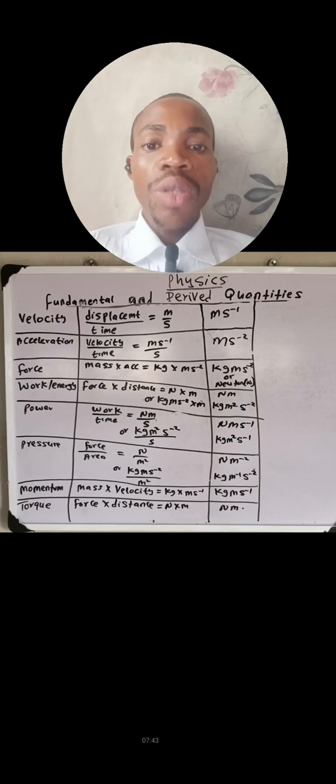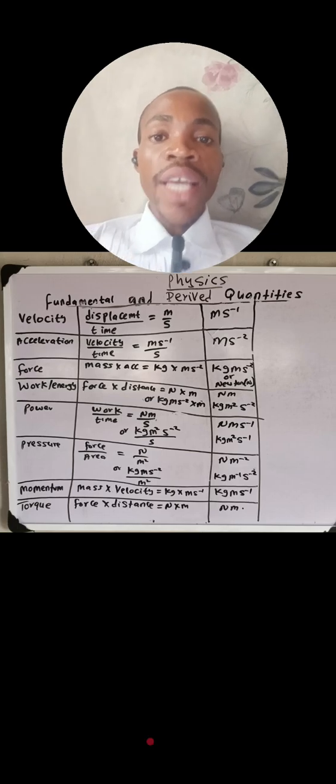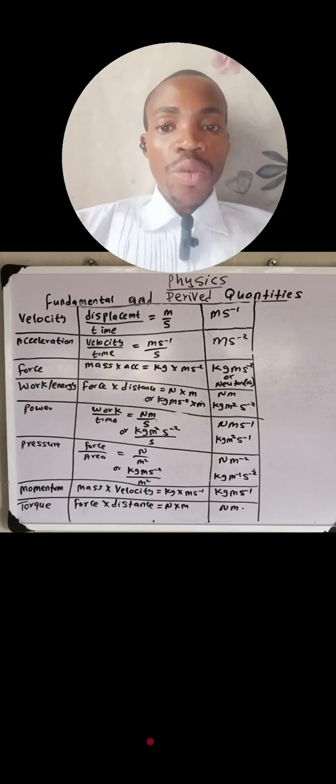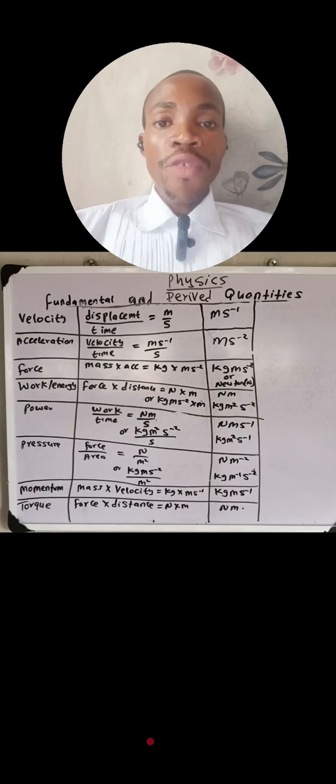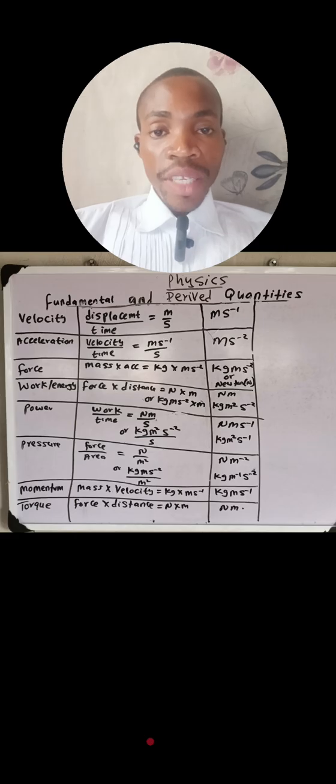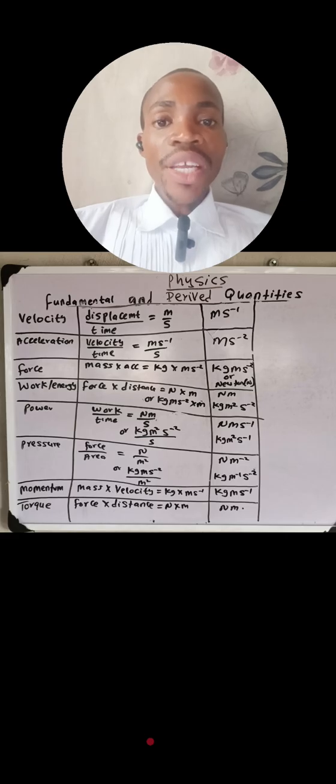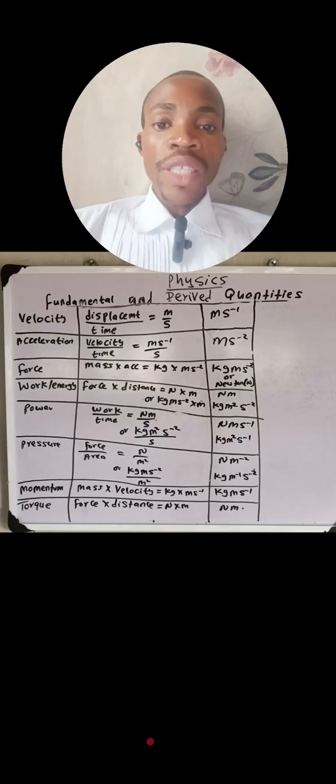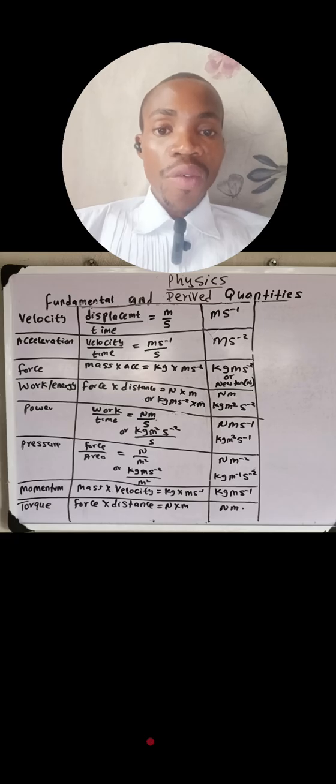Now, we're also going to other examples of derived quantities. We have velocity. What is the formula for velocity? Displacement over time. And the SI unit is meter per second. We have acceleration. What is the formula for acceleration? From what you are seeing on the board, it is velocity over time. And the SI unit of acceleration is meter per second square.